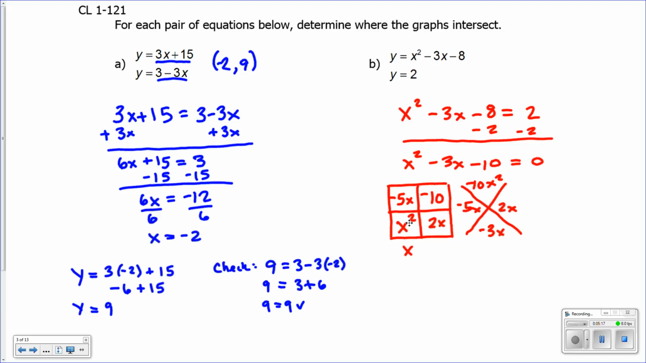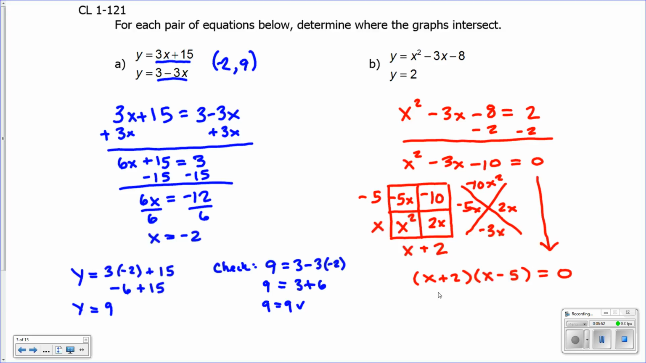x times blank is x squared. Well, that's got to be an x. x times blank is negative 5x. That's negative 5. And then x times something here would give us 2x. Well, that's got to be 2. So what we're looking at right now, I'm going to move this down beneath this part. We have x plus 2 times the quantity x minus 5 equals 0. This is just a continuation of that equation right there.